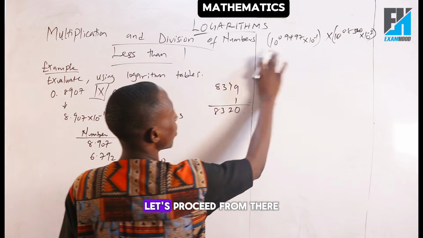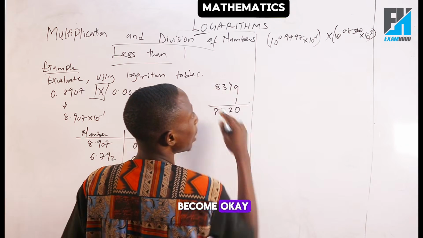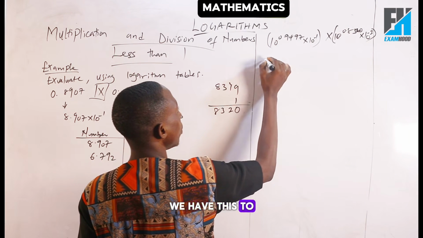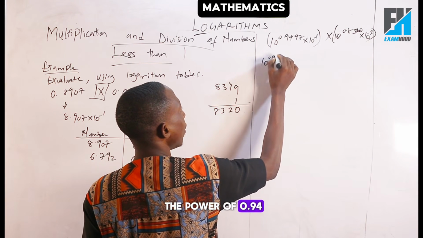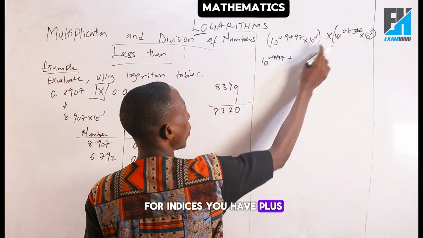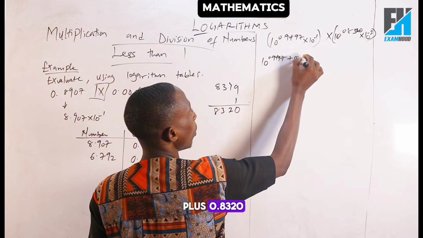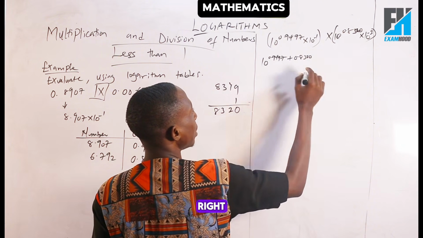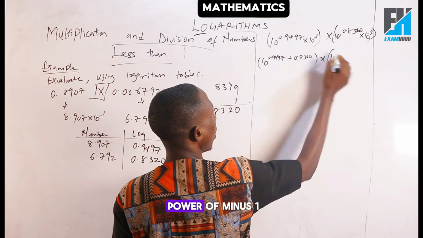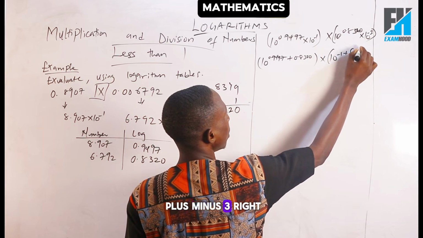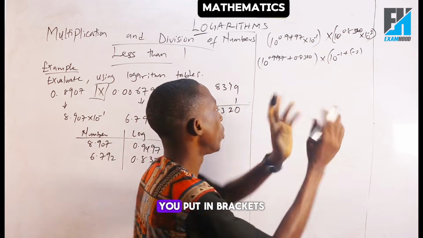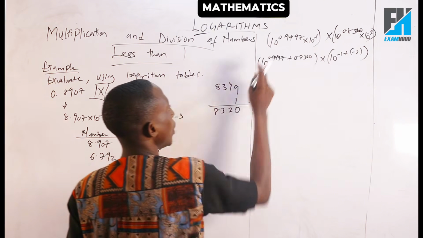Alright. Let's proceed from there. We have minus 3 here, we have minus 1 here, and these are positive, right? So let's bring them together. We have this to be 10 raised to the power of 0.9497 plus 0.8320, right? Times 10 to the power of minus 1 plus minus 3. The plus is because the operation is multiplication, and then we have minus, so you put it in brackets so that you don't confuse yourself.